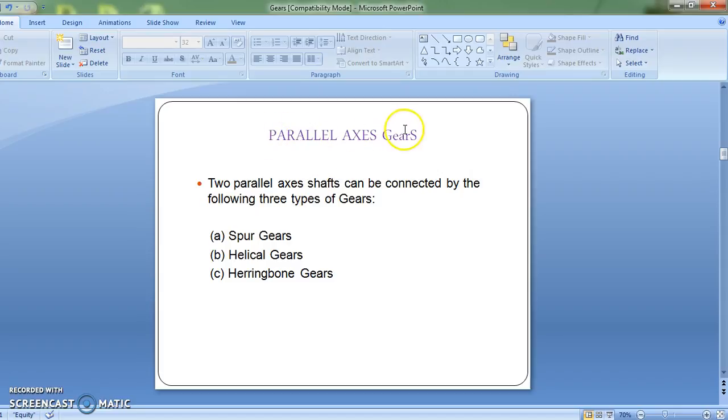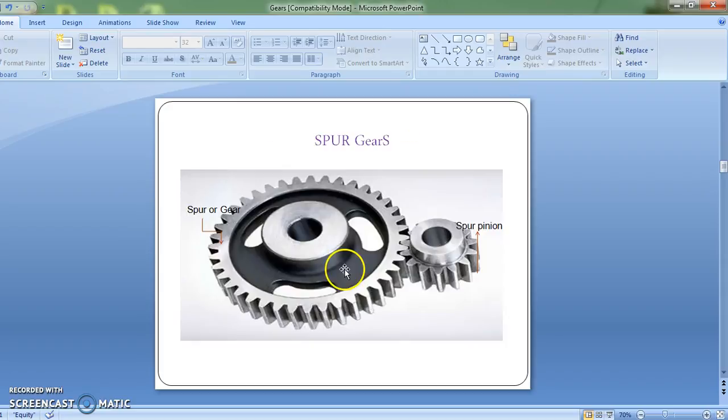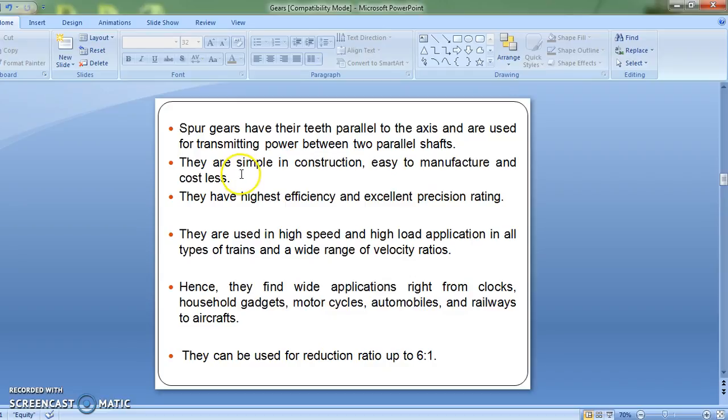First, parallel axis gears. Two parallel axis shafts can be connected by the following three types of gears: spur gears, helical gears and herringbone gears. Spur gears are shown over here, where the larger diameter teeth wheel is known as spur gear and the smaller diameter teeth wheel is known as spur pinion. Spur gears have their teeth parallel to the axis and they are used for transmitting power between two parallel shafts.